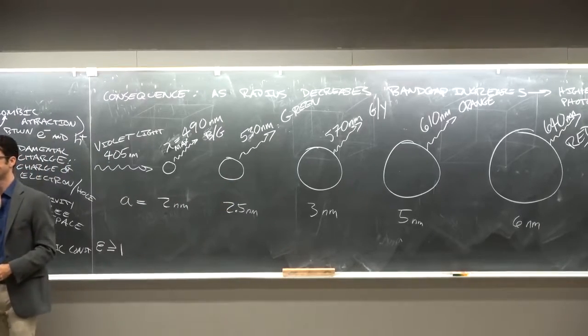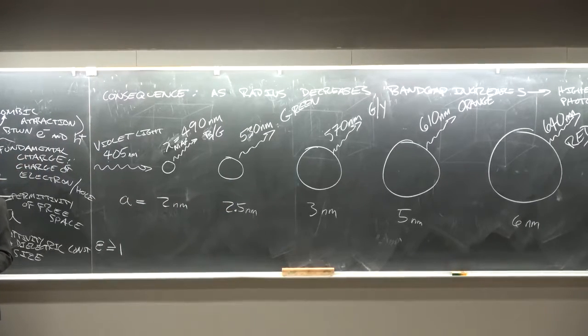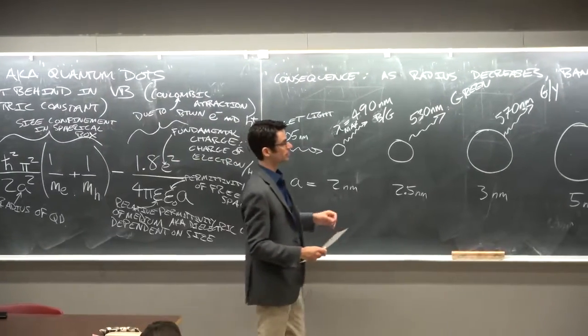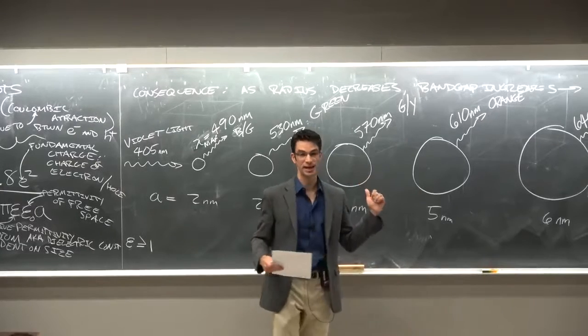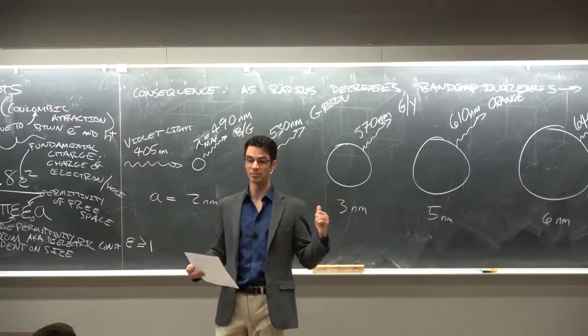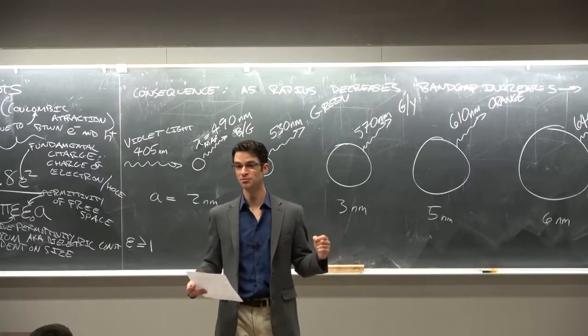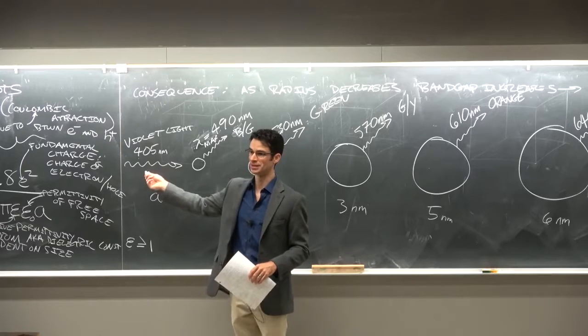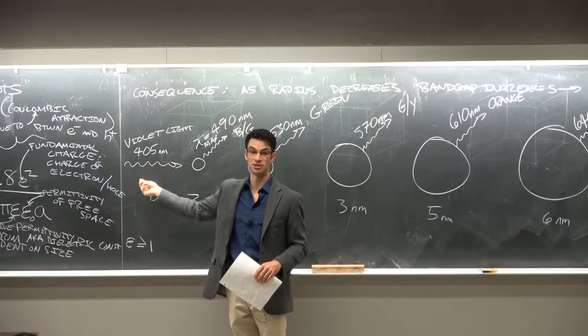Yep. If you have quantum dots that are bigger or smaller, you get outside of the visible spectrum. Yes, the question is, if you have quantum dots that are bigger or smaller, can you get outside of the visible spectrum? You absolutely can. So you can have UV emitting quantum dots, but you have to irradiate them with an even higher energy UV photon.